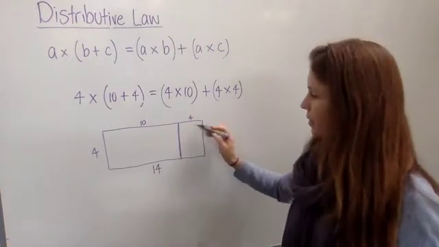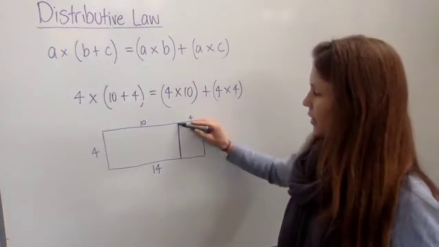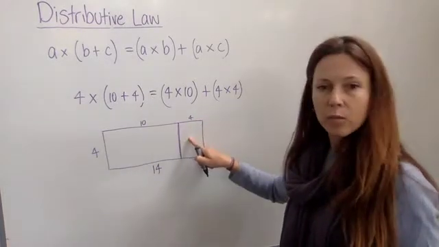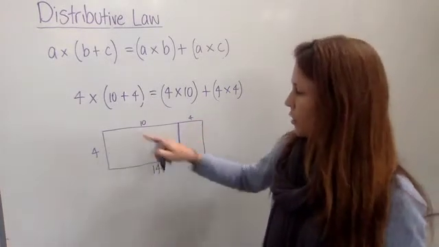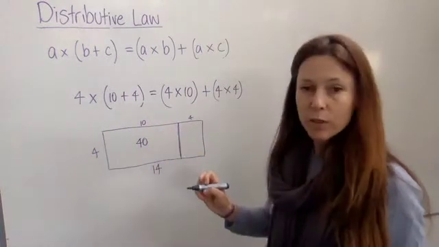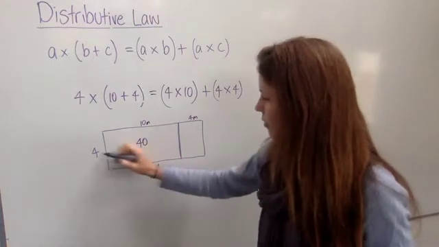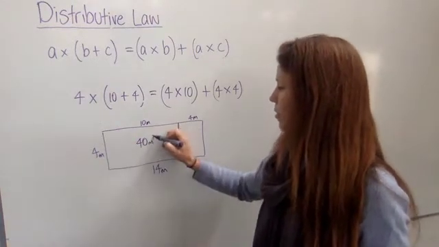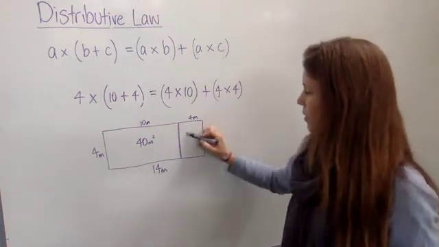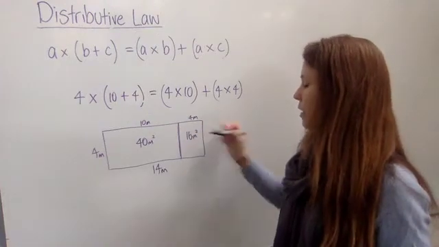And we can see now that if the area is the same, if we'd like to work it out in 2 parts, we'll get the same answer. So 4 lots of 10, the area of this part is 40. Let's say these are metres, we better give them some units. And metres squared. And 4 lots of 4 is going to give us 16 metres squared.